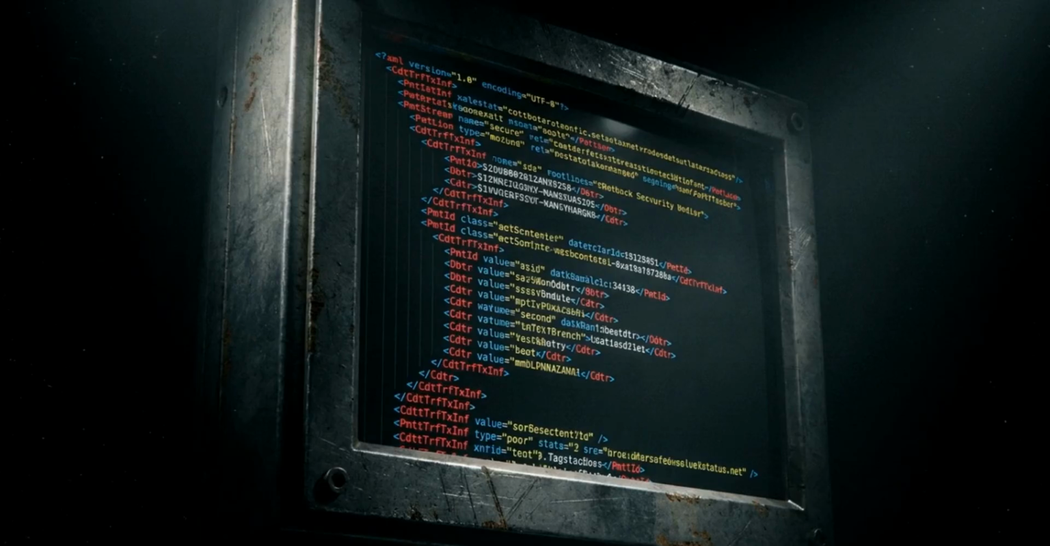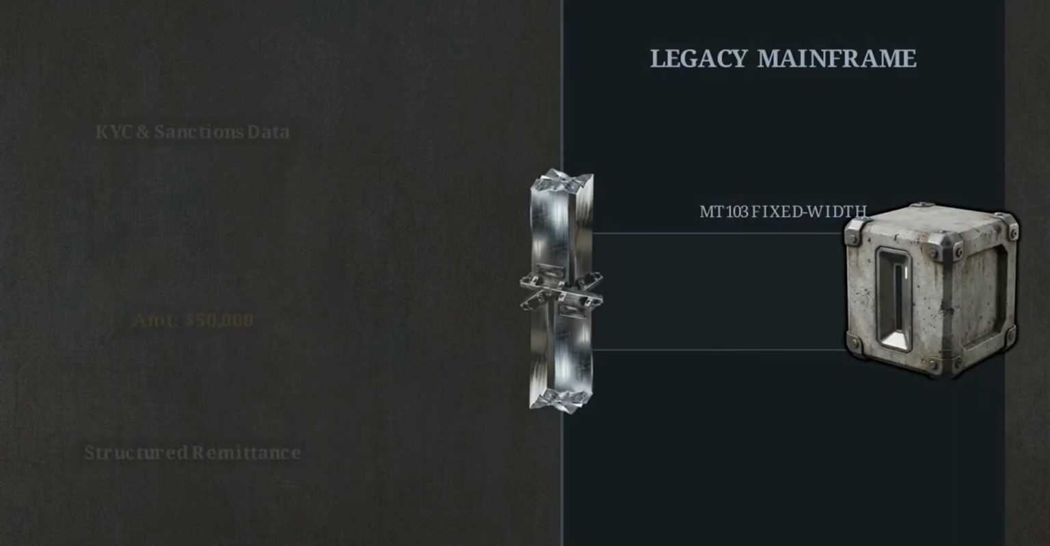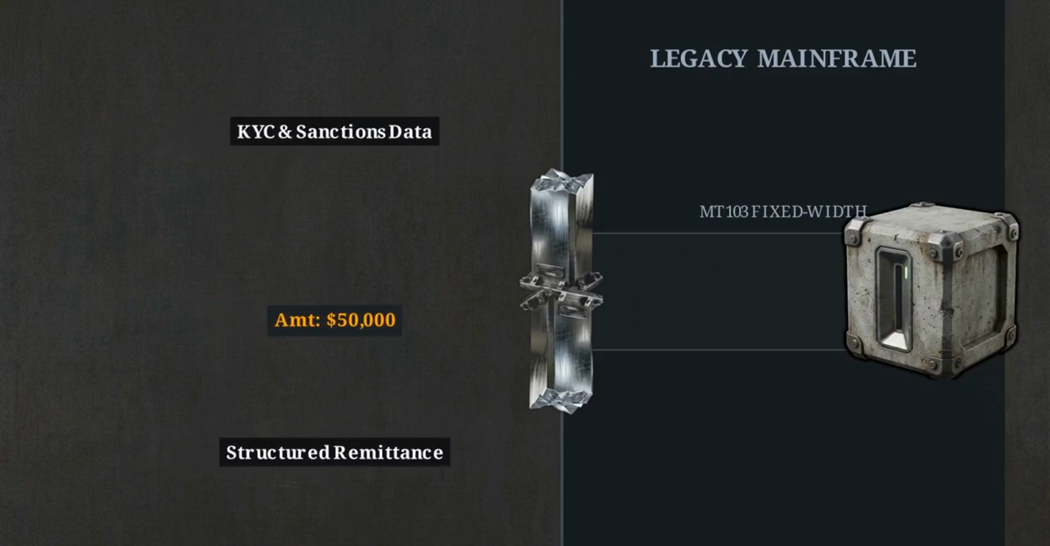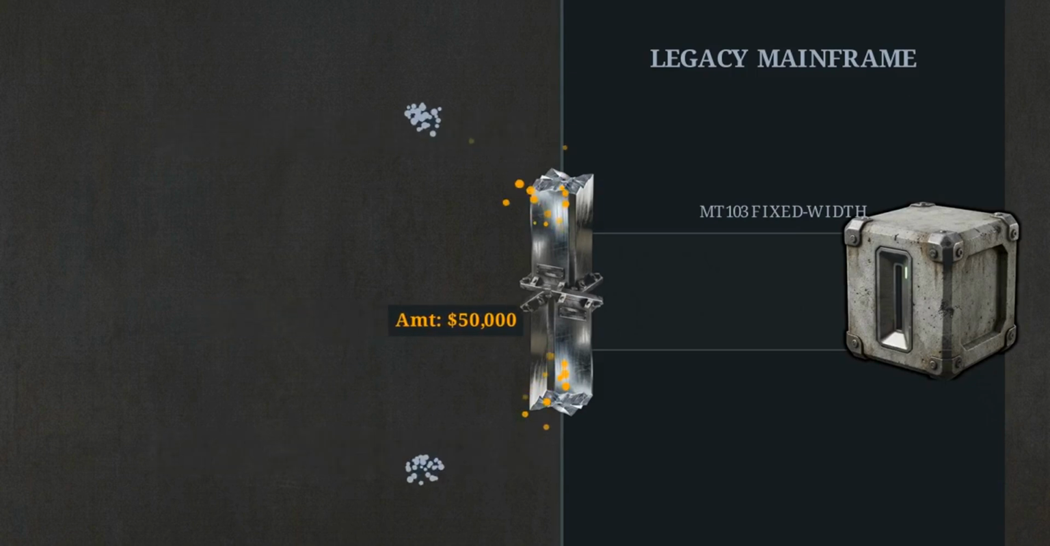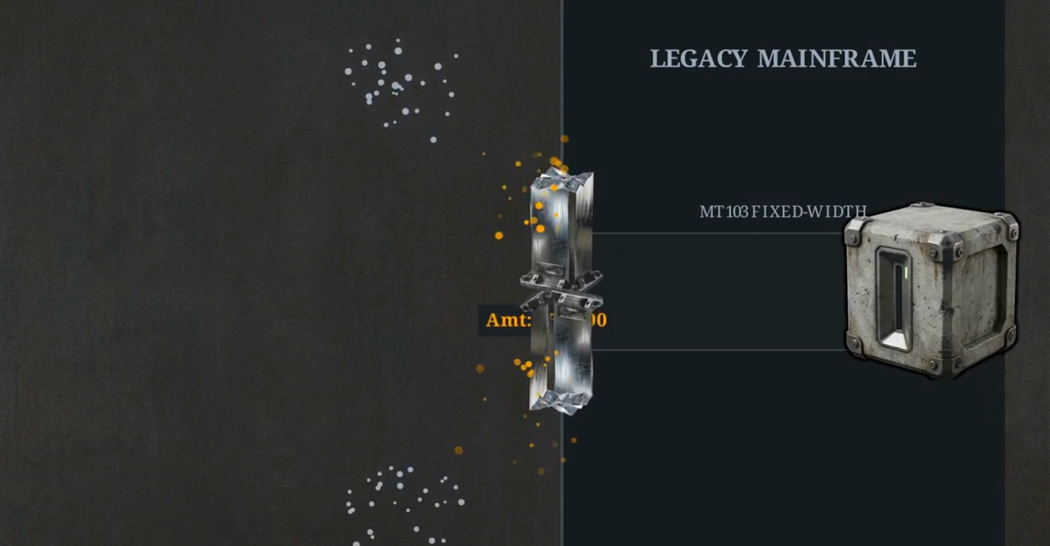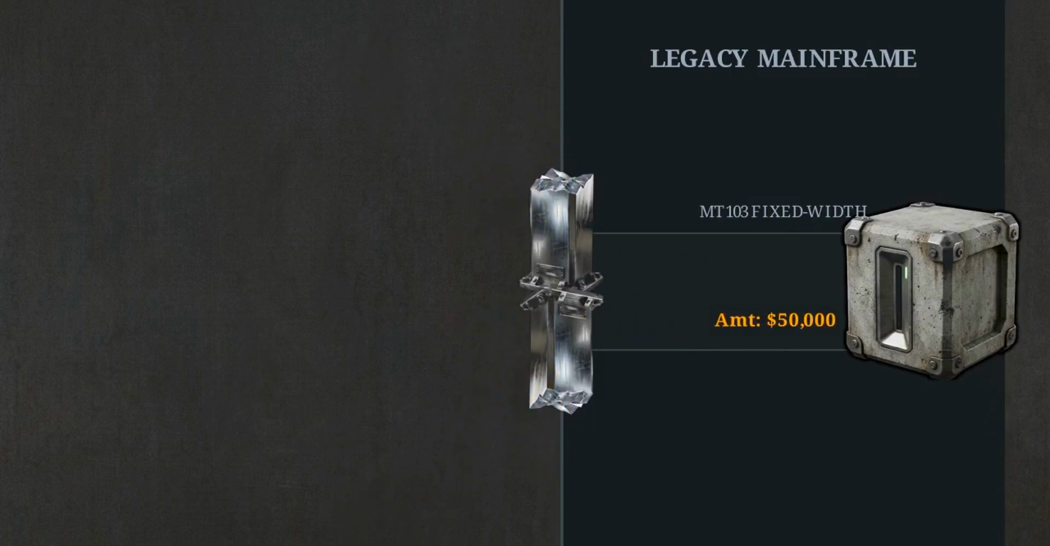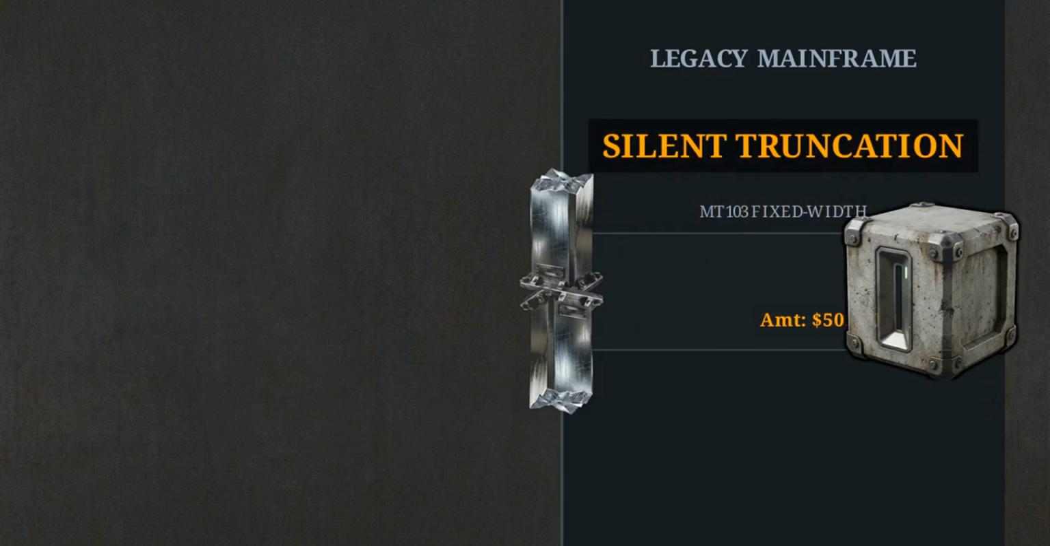Global banking is currently migrating to a new standard called ISO 20022, which utilizes expanding, nested XML data. This creates a structural conflict. A modern XML string carries deep compliance data, but it must intersect with the rigid boundaries of a legacy MT103 field. When this data exceeds legacy character limits, the translation layer deletes the excess to prevent the mainframe from crashing.